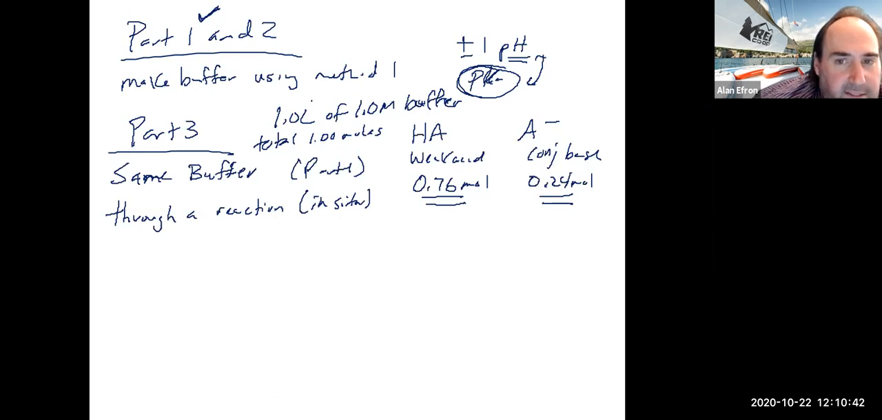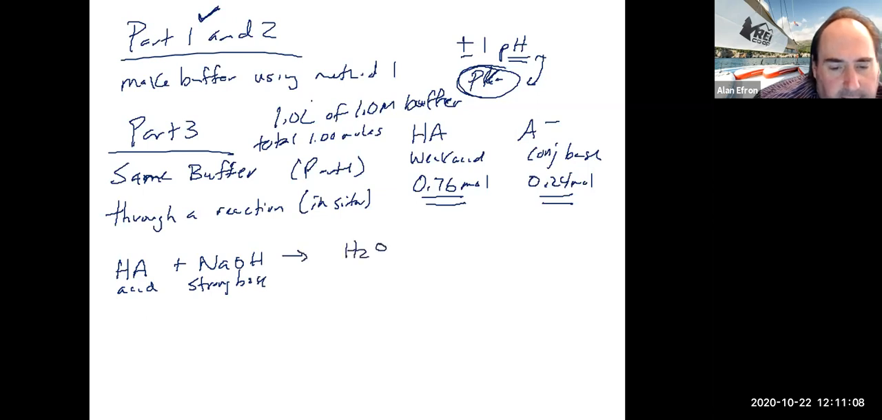So let's say, for example, that I decided I wanted to make a buffer by reacting it with hydroxide, right? And let's say I want to make a reaction from taking my acid and I want to react it with a strong base like sodium hydroxide. And what we would get is some water and my conjugate base, right?